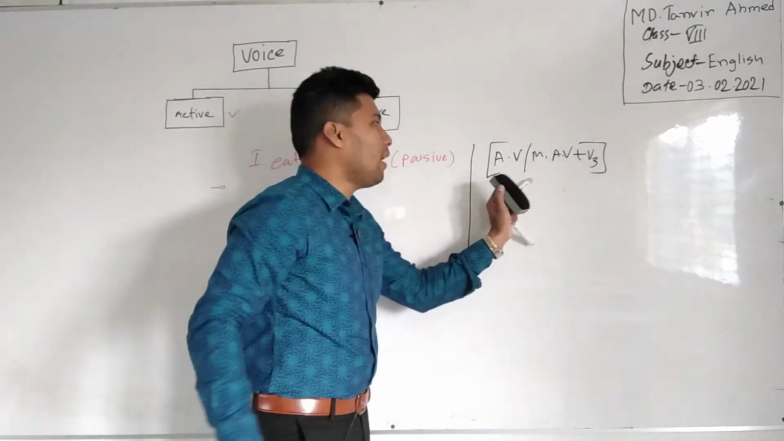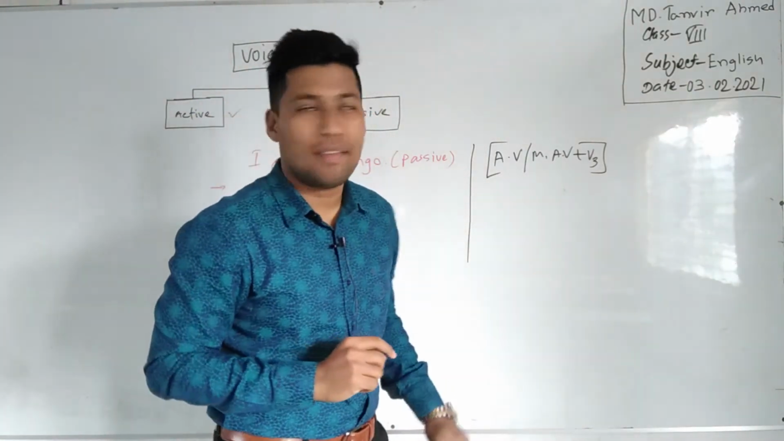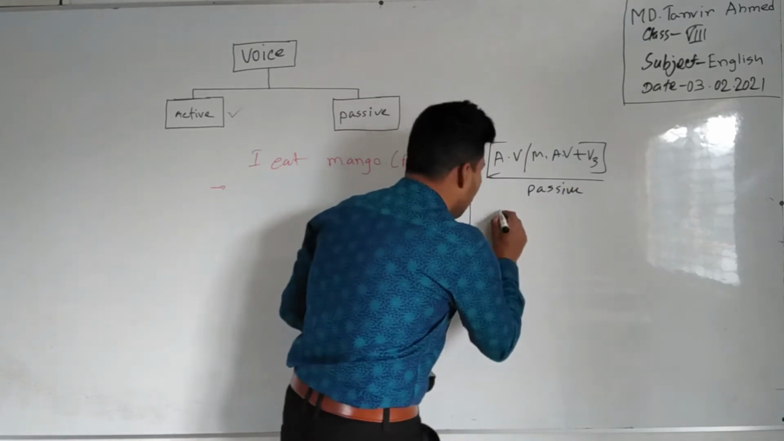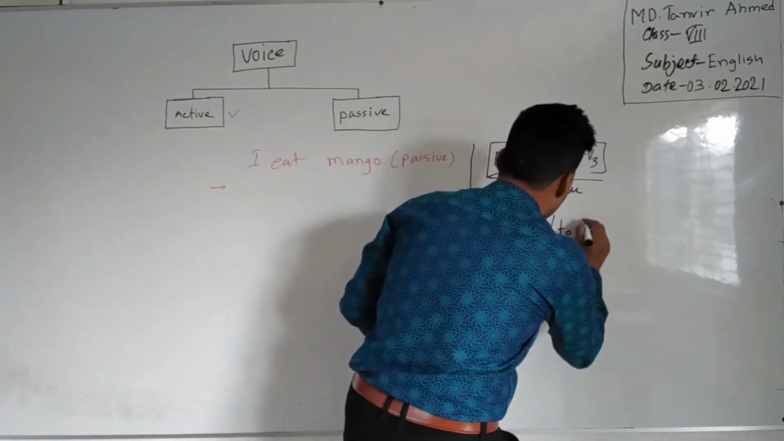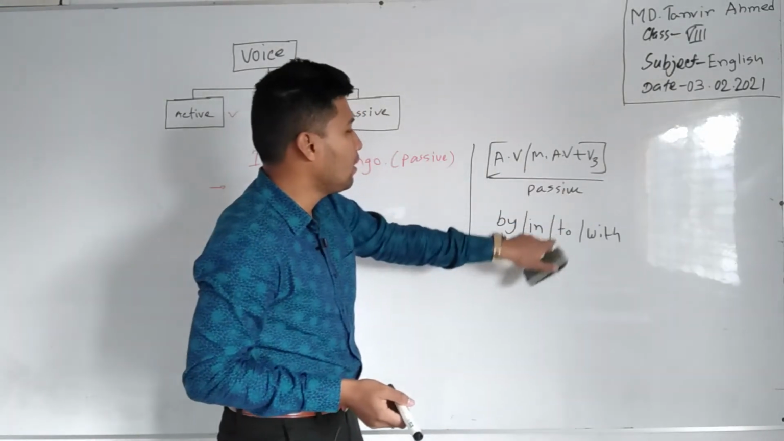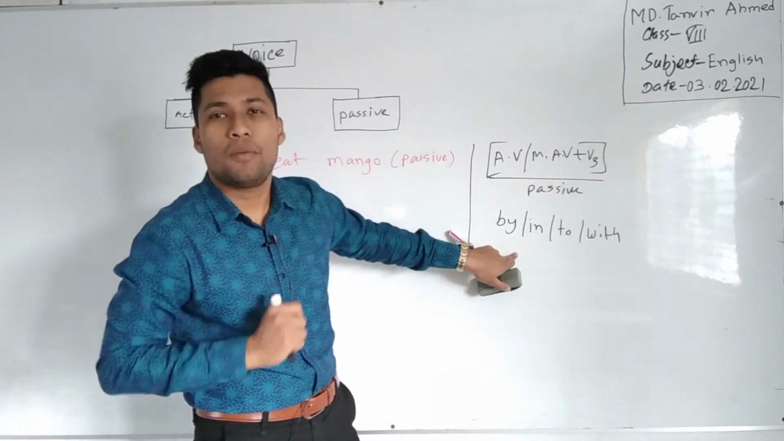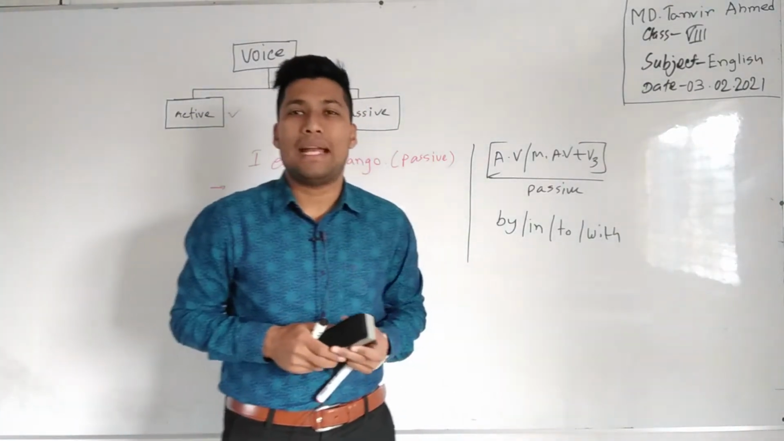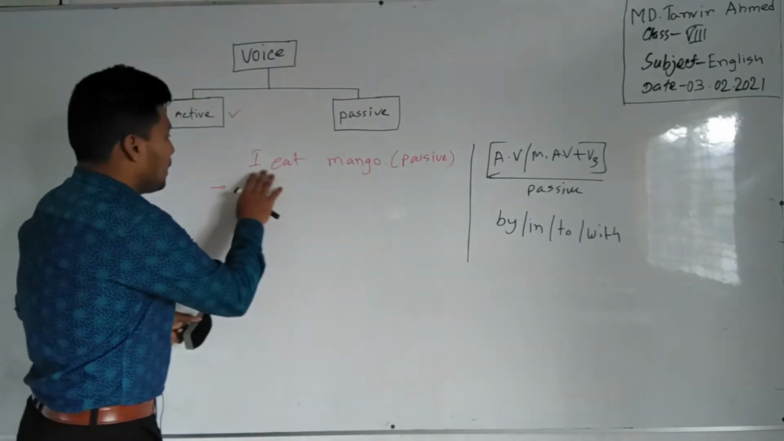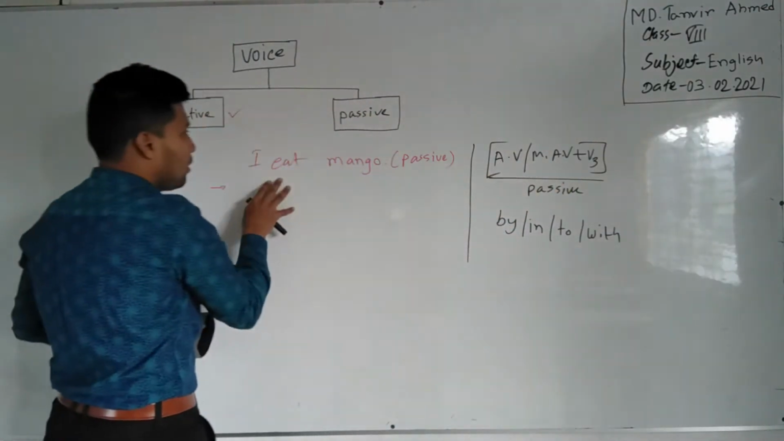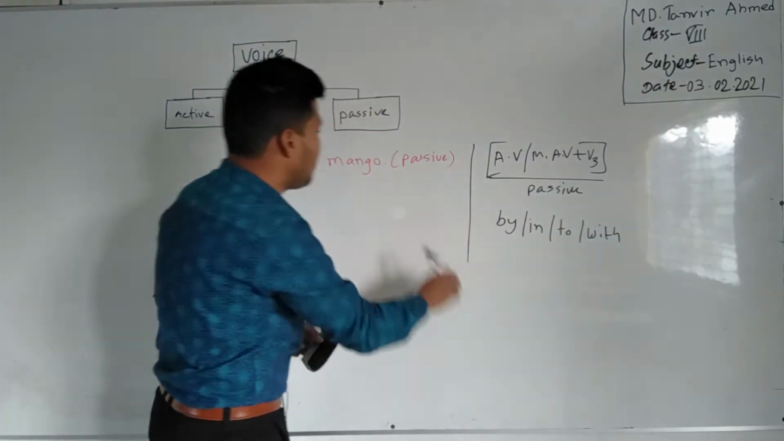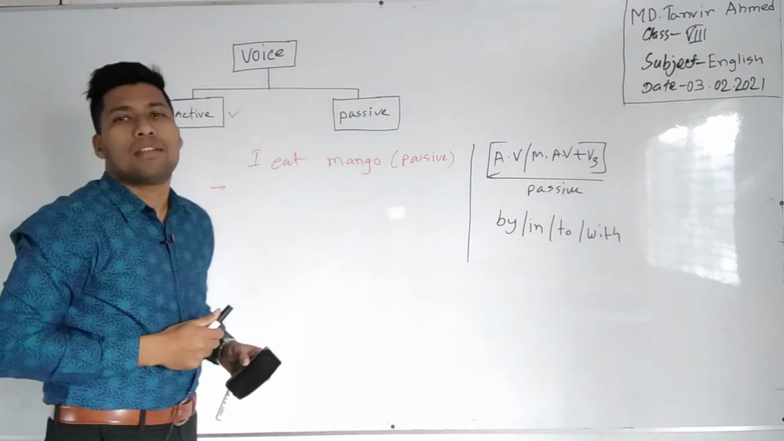If there is an auxiliary verb or modal auxiliary verb plus V3 in your sentence, then this is called passive, okay? And if there is by, in, to, with after auxiliary verb plus V3, if you find words like these, then it will be considered as passive. So if I can identify whether a sentence is active or passive, then I can do it easily, okay? Here there is no auxiliary verb plus V3, so it can be easily said that this is not passive. And another symptom is there is no by, in, to, with in our sentence. So this is clearly an active sentence, so I have to make it passive.